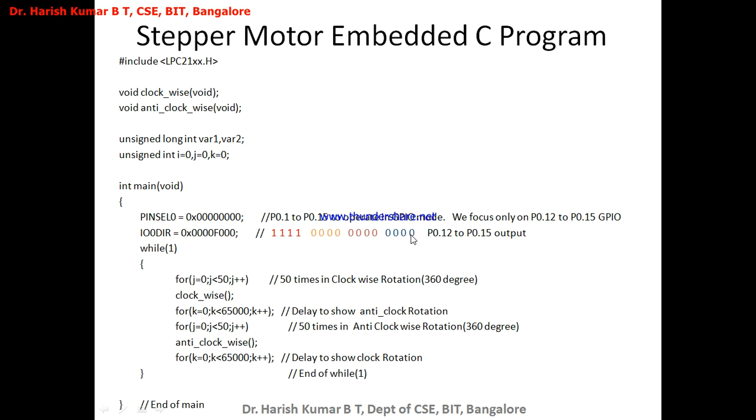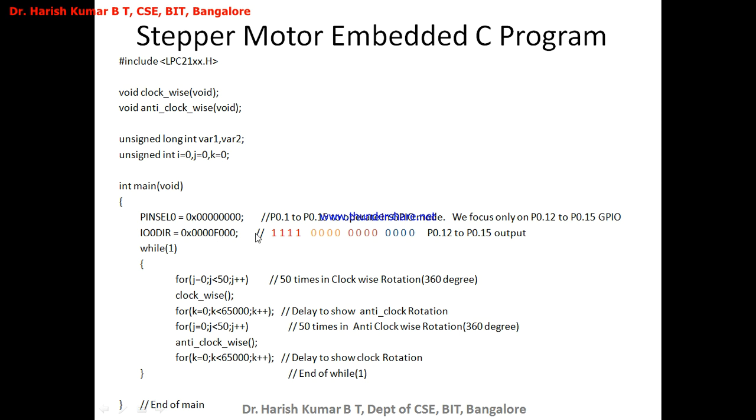How? You can count. This is P0.0, this is 0.1, 0.2, 0.3, 0.4, 0.5, 0.6, 0.7, this is 0.8, 0.9, 0.10, 0.11, and this is 0.12. Port pin 0.12, and this is port pin 0.13. This is port pin 0.14, and this is port pin 0.15. Now these are my port pins from 0.12 to 0.15. These are the ones which I need to make output.